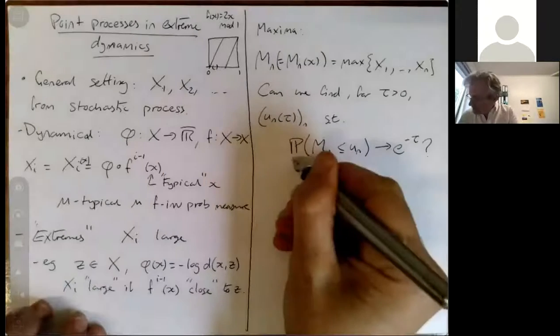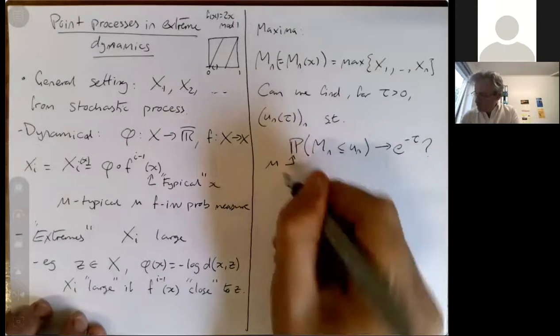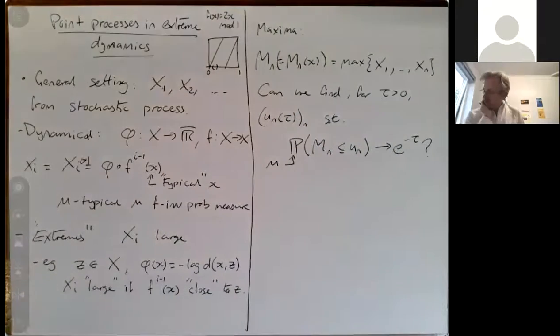Again, I move between mu and p. P makes me feel like a probabilist, mu makes me feel like a dynamicist. Why might that be a reasonable thing to do? Well, let me give you an example.